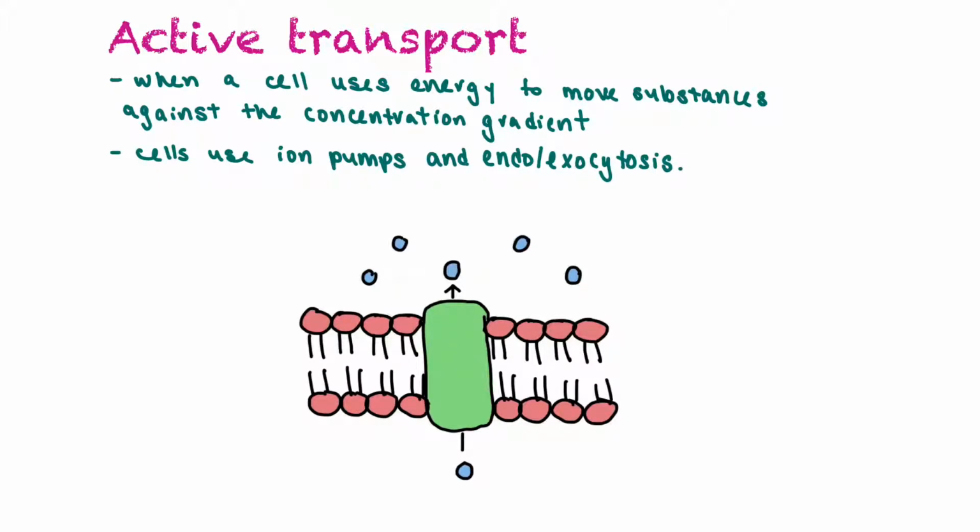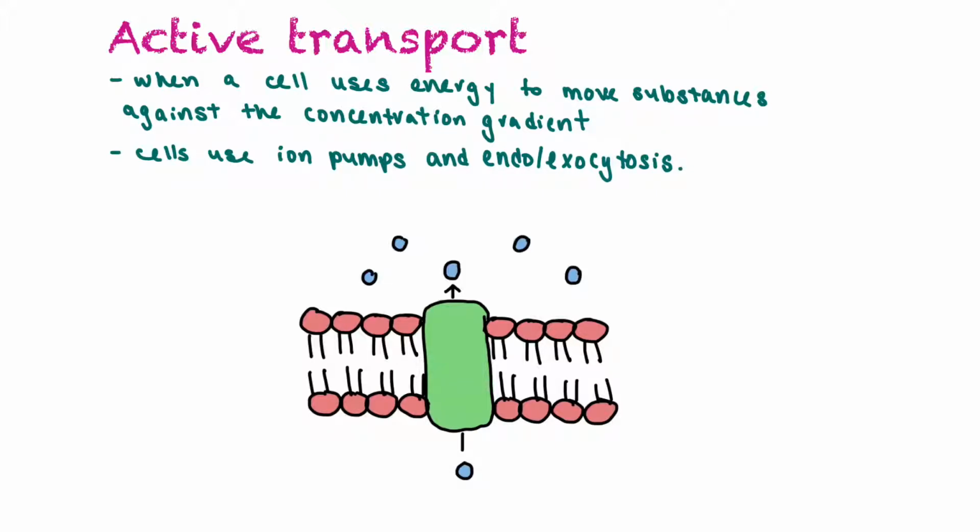So ion pumps are like protein channels, but they use energy to function. Endocytosis, if you don't remember, is when the cell wraps the cell membrane around a substance to bring it into the cell. So an example of that would be a white blood cell engulfing an invader to digest it and protect the body against infection.